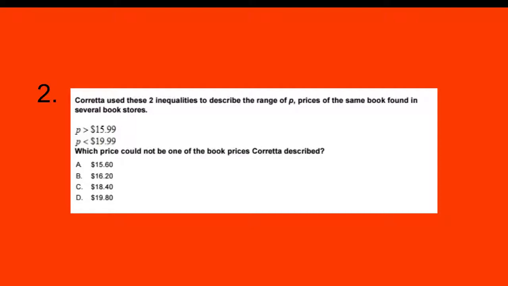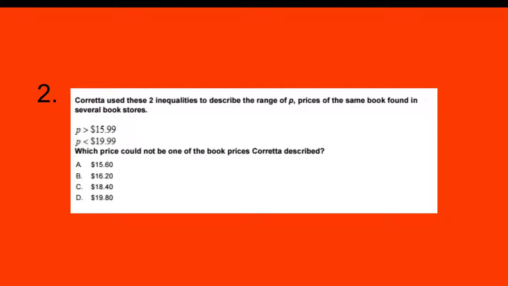Is that greater than $15.99? No, it's not. Is it less than $19.99? Yes. So I need to keep that in mind, that for the first inequality, A did not fit in greater than $15.99. Looking at B, $16.20, it's greater than $15.99. It's less than $19.99. So that's a yes for both of those. They both work. That one is not the answer.